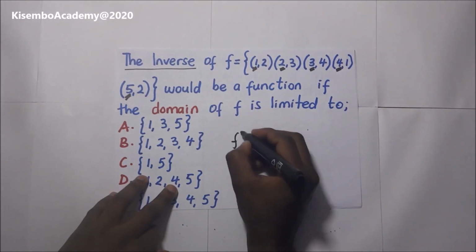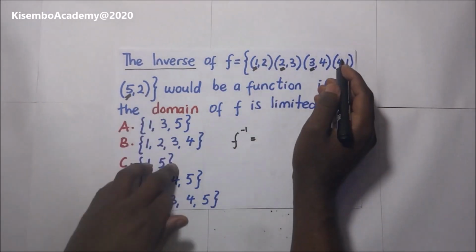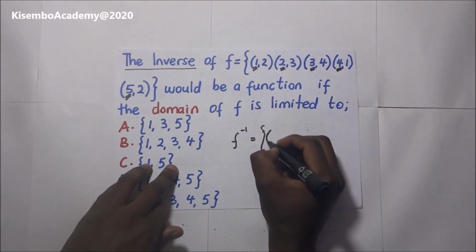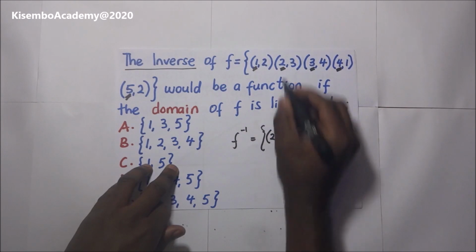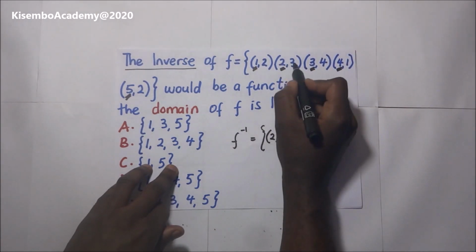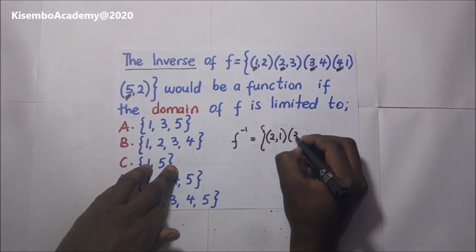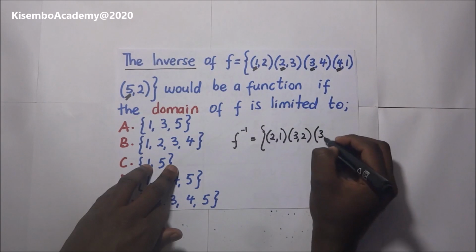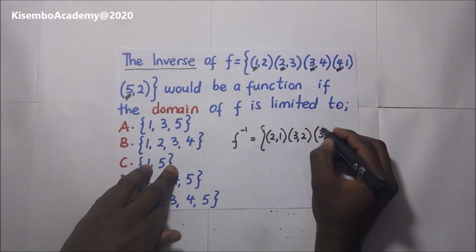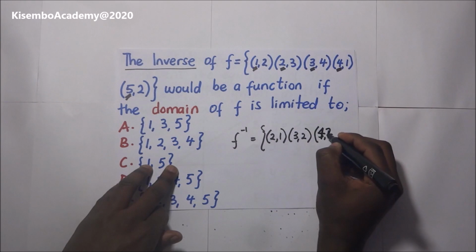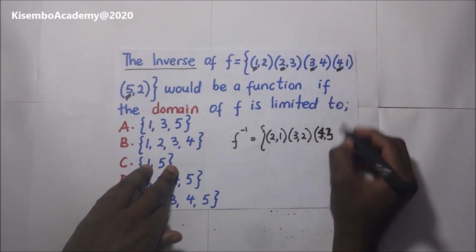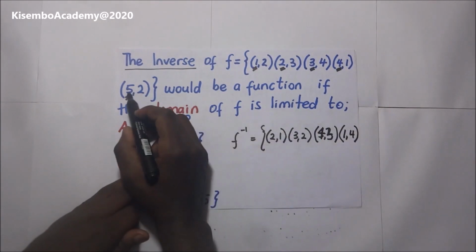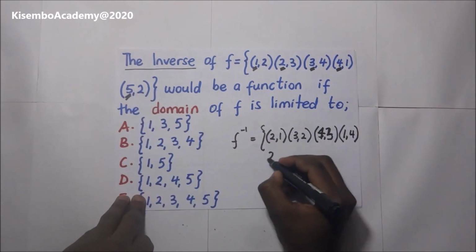Of course, the inverse of this is going to be given by reversing each pair. This is 1, 2, the reverse is 2 comma 1. Then this is 2, 3, so the inverse is 3, 2. Then this is 3, 4, meaning the reverse is 4, 3. Then the reverse of this is 1 comma 4. Then this is 5, 2, the reverse is 2 comma 5.